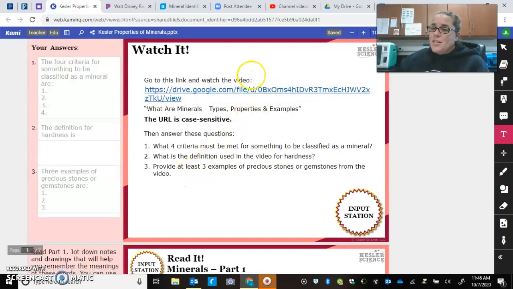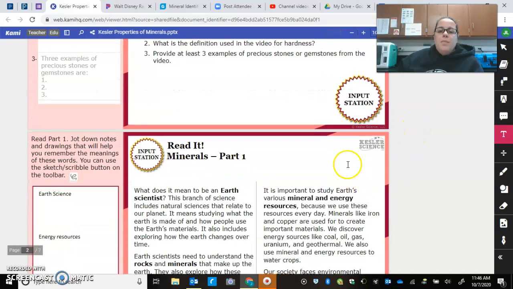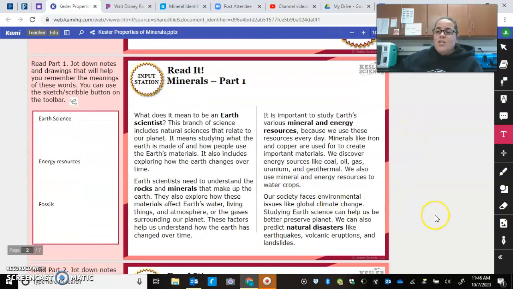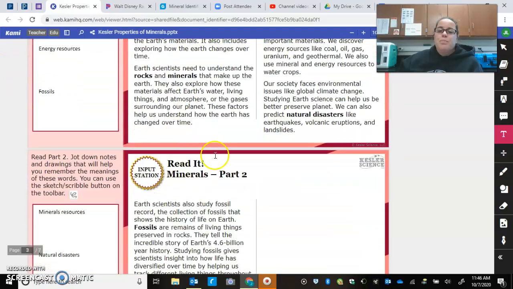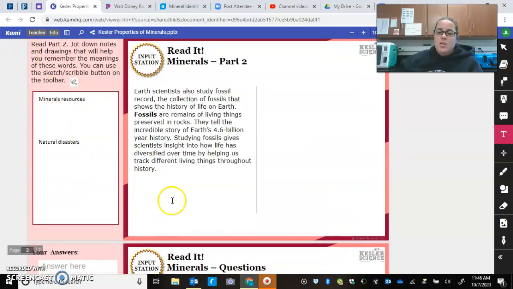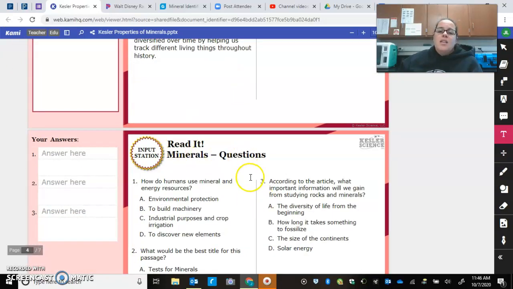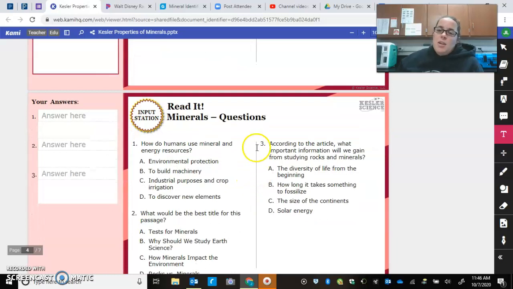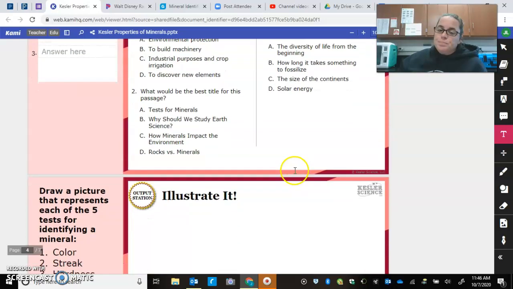So you are going to watch it just like we always do and then record your answers there. Remember your text box is right here. You can pick whatever color of font you would like as long as it's not yellow. Okay. You can read it. And again, you've got your markup tools there. You can read, answer your questions. Here's part 2, answering those questions. And then there are 3 multiple choice questions that make sure you understood what you read.